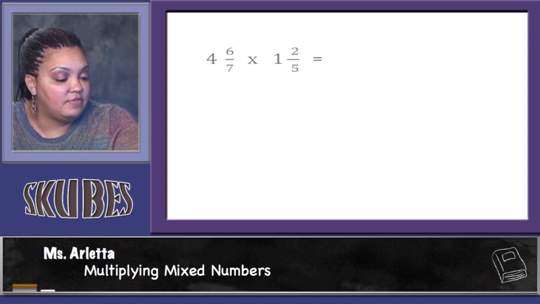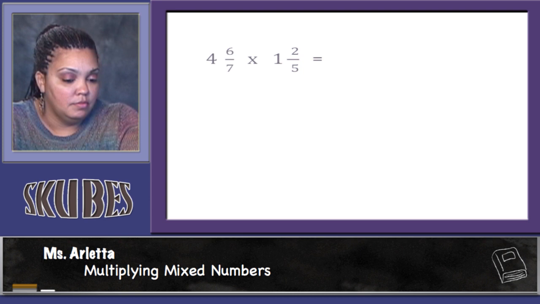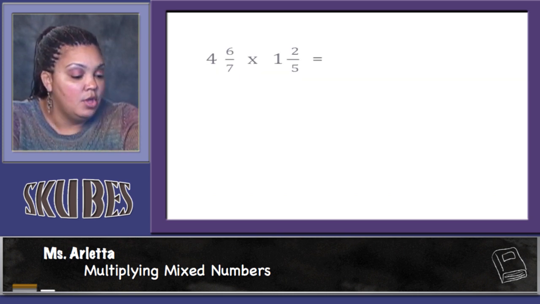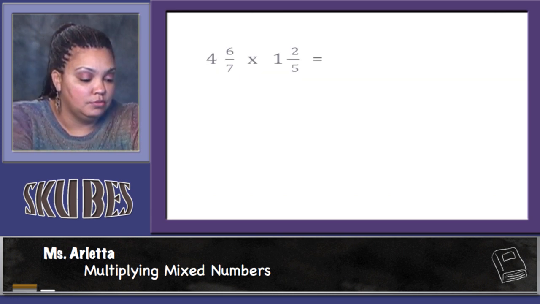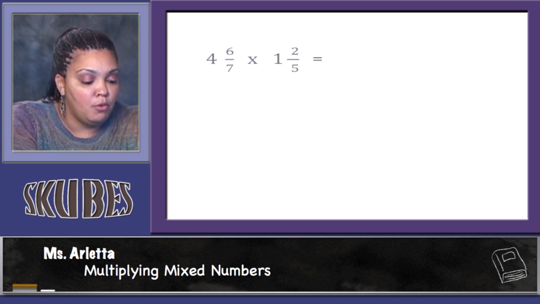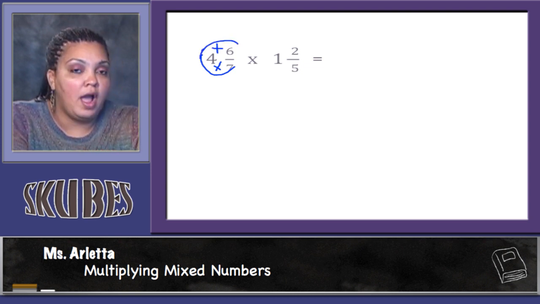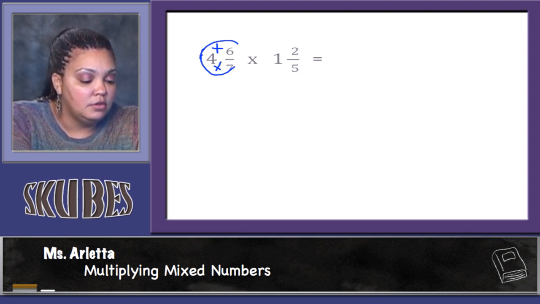Let's start with 4 7/6 times 1 2/5. Like I said, we're going to use the roundabout method to create two fractions because right now we have two mixed numbers. The way you do the roundabout method is you multiply your denominator by the whole number, and then you take that answer and add it to your numerator. This is the reason why they call it the roundabout method.